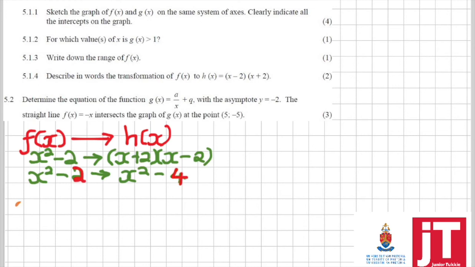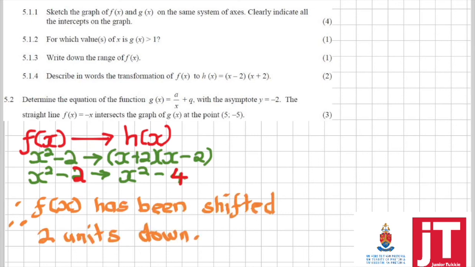It is important to see the highlights. I've highlighted the negative 2 and the negative 4 because that's the only change you're seeing between the two functions. Therefore, you can see that it's just the q value, which has been subtracted by 2. Therefore, the conclusion, if I'm to describe it in words, although I wasn't supposed to show you this working, but this was just to prove the calculation, is that f of x has been shifted 2 units down. That's the transformation.